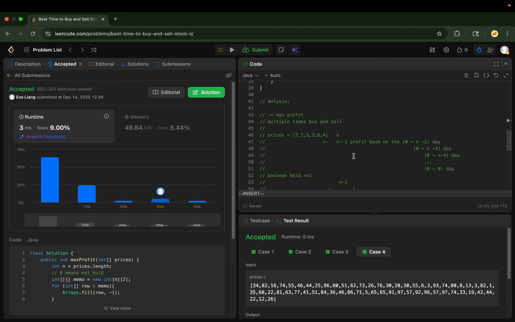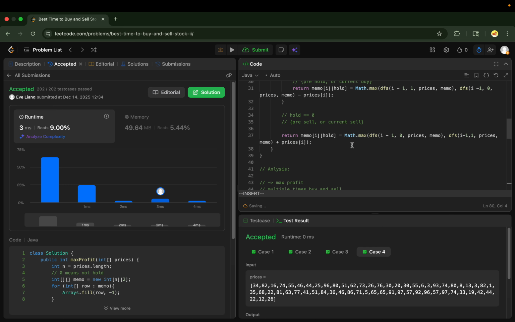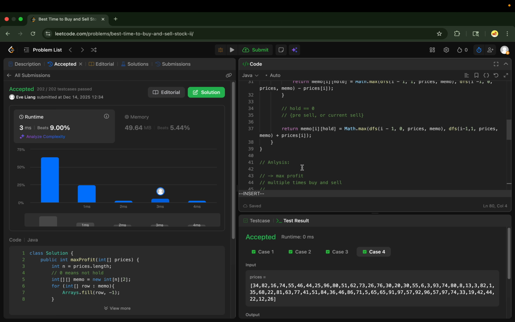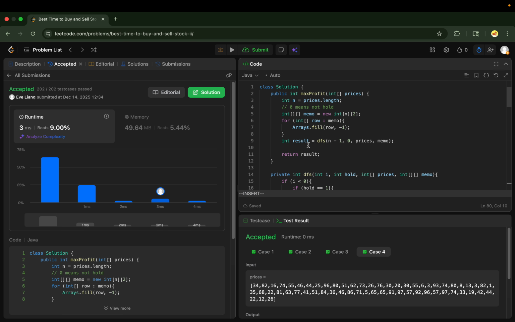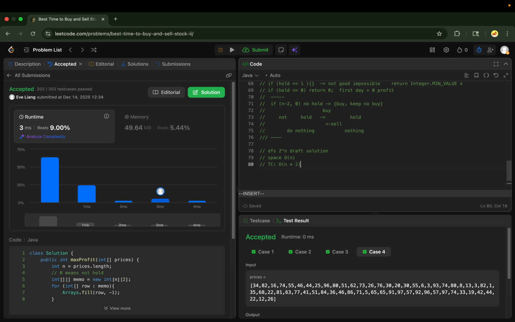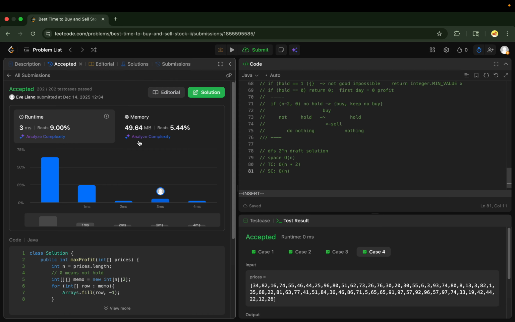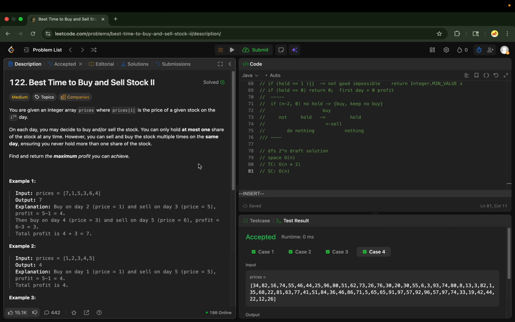Yep, the time complexity will be changed because here we just scan the DFS once, right? So the time complexity will be O(n) times 2, and space will be O(n). And for here you can see it's O(n). Thank you.